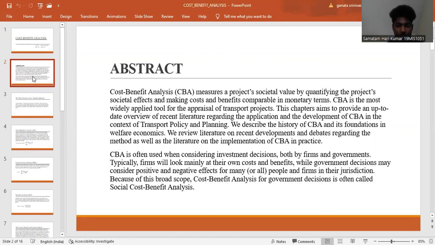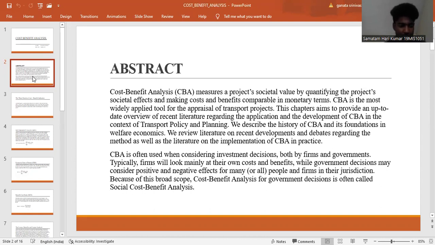This chapter aims to provide an up-to-date overview of recent literature regarding the applications and the development of CBA in the context of transport policy and planning. We describe the history of CBA and its foundations in welfare economics. We review literature on recent developments and debates regarding the method, as well as the literature on implementation of CBA in practice.